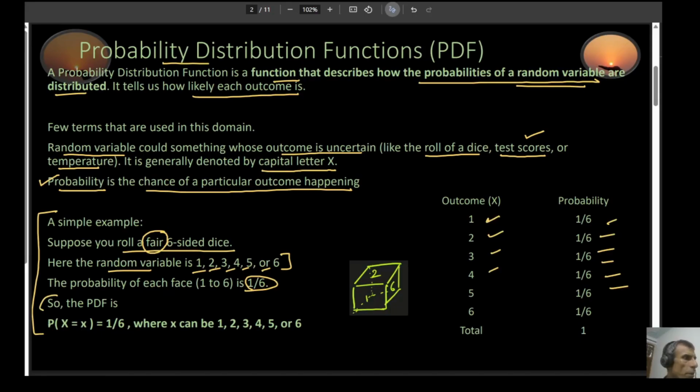So in this case, my PDF is going to be denoted with this expression: probability of capital X equal to small x. By the way, anytime you denote an instance of your probability, you use small x. Probability of X equal to x is 1 over 6, where my small x can be 1, 2, 3, 4, 5, or 6.